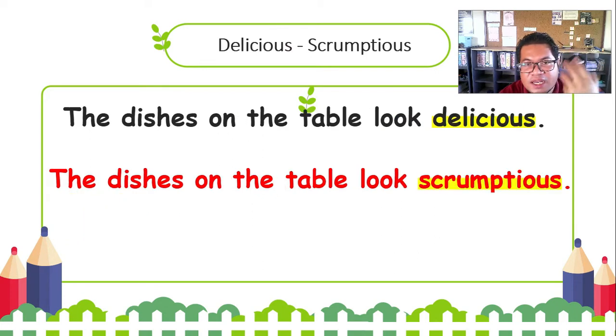Next, delicious, sedap. Kita tukar pada scrumptious. Kalau kita guna scrumptious kan jarang dengar perkataan tu. Delicious je, so kita cuba ubah. The dishes on the table look delicious. Kita tukar. The dishes on the table look scrumptious. Maksudnya kita tak guna delicious, kita guna scrumptious. Satu lagi kita boleh guna yummy.